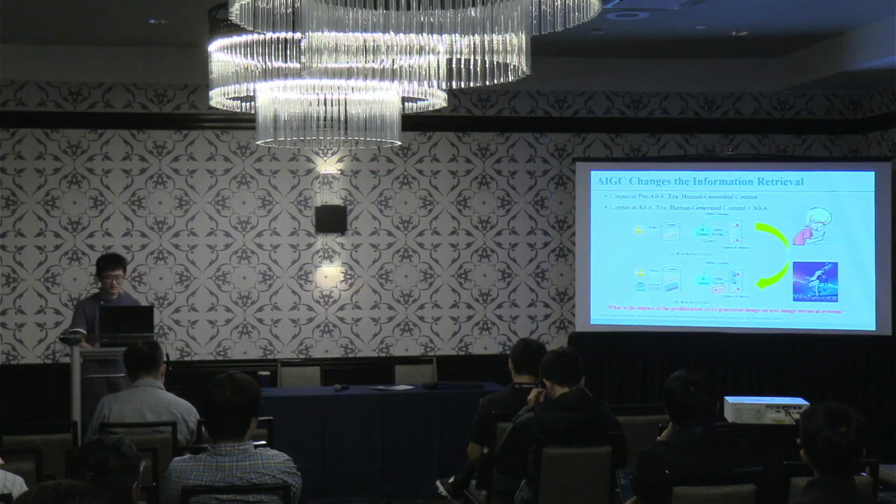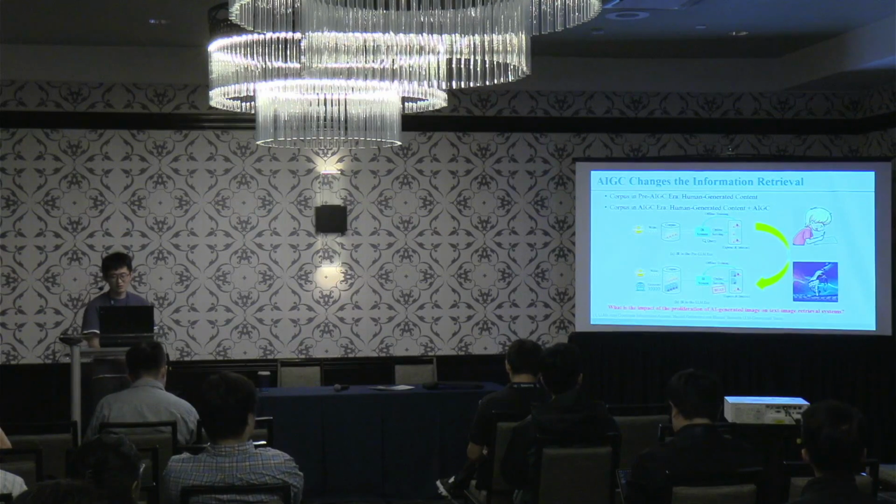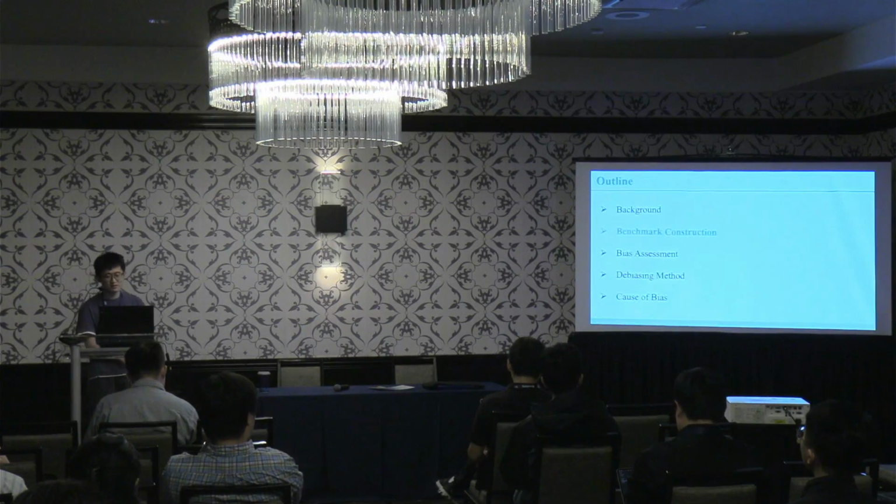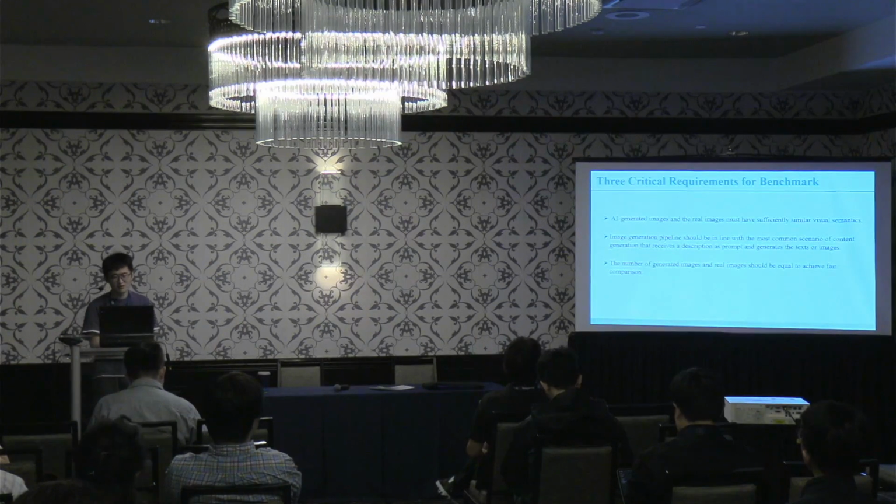So, this paper aims to explore the impact of the proliferation of AI-generated images on text-to-image retrieval systems. To approach the fundamental research questions, we first construct a benchmark for evaluating text-to-image retrieval models in the AIGC era. The corpus in the benchmark should meet 3 critical requirements.